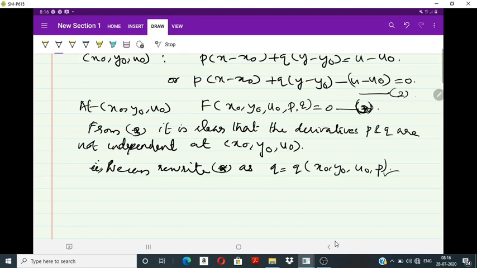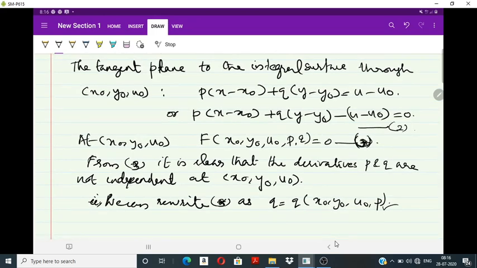Okay, so the equations, the last two equations. Here we can rewrite equation number 3 as q is equal to q of x naught, y naught, u naught and p. That means p and q are not independent. So we can rewrite q in terms of p.